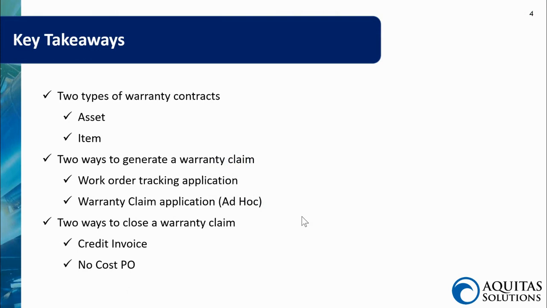Key takeaways I'd like to point out are that there are two types of warranty contracts, asset and item. There's two ways to generate a warranty claim, through the work order tracking application or the warranty claim application using an ad hoc. And there's two ways to close a warranty claim, either using a credit invoice or a no-cost PO.